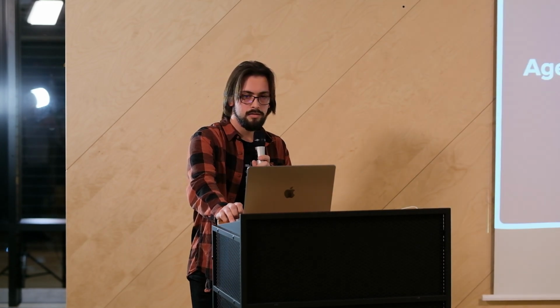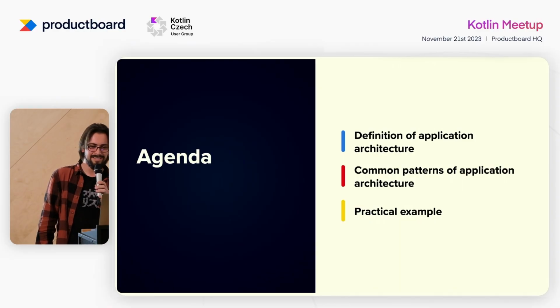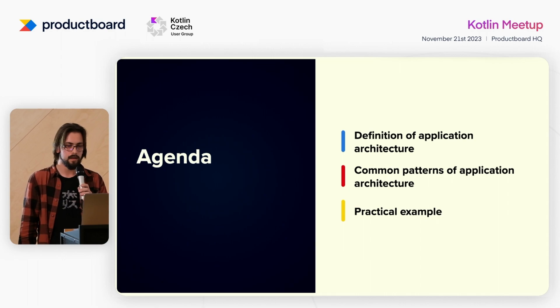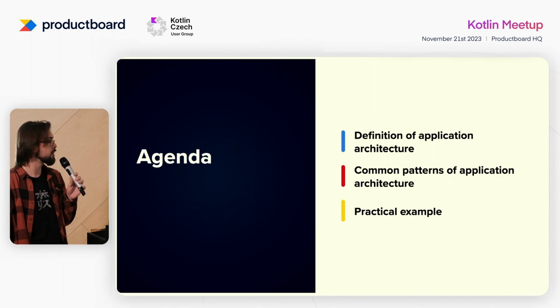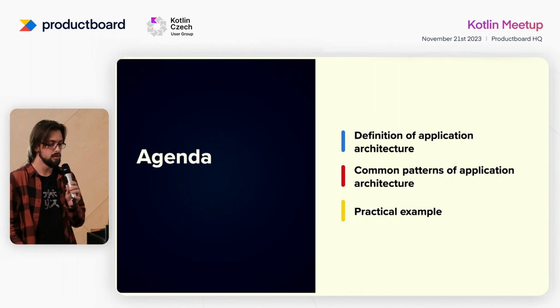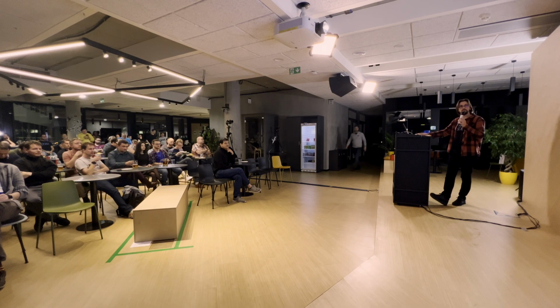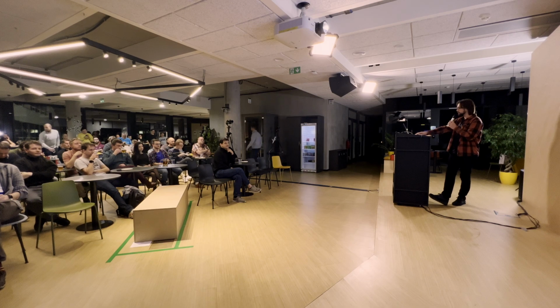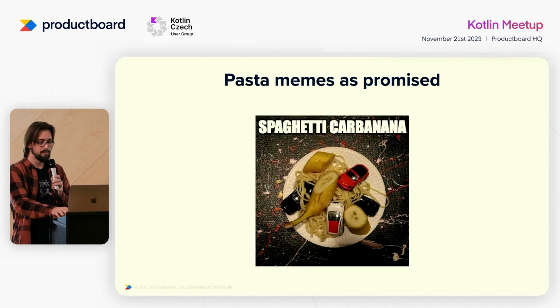Let's get started. First of all, we'll go through the definition of application architecture so we are on the same page and we'll understand what we're talking about. I'll do my best, like attempt to do so, and then we'll go through the common patterns. And in the end, I will show some practical examples on how I usually spin up projects in different environments, and of course, a lot of memes about pasta. You will see why in a moment. First one, as promised, right away, carbonara.